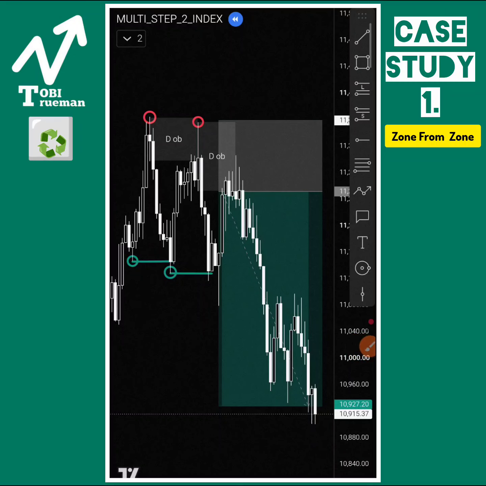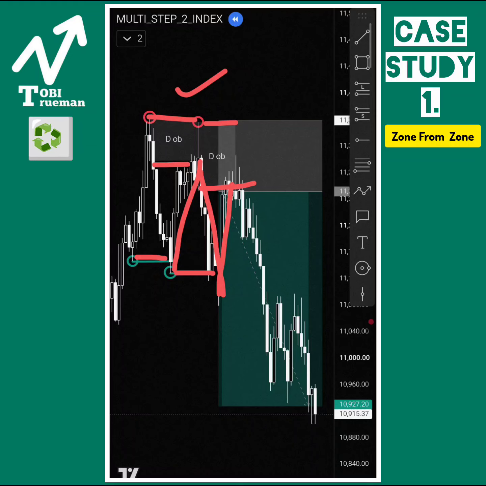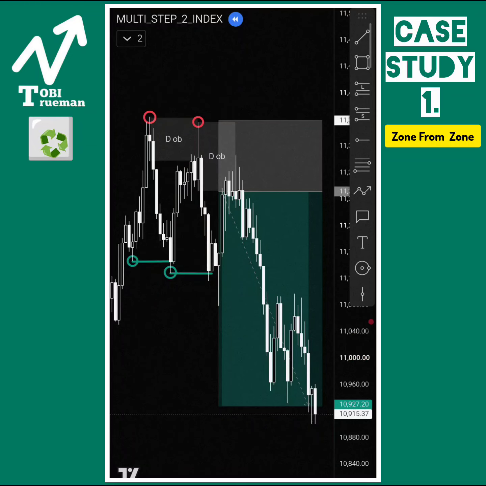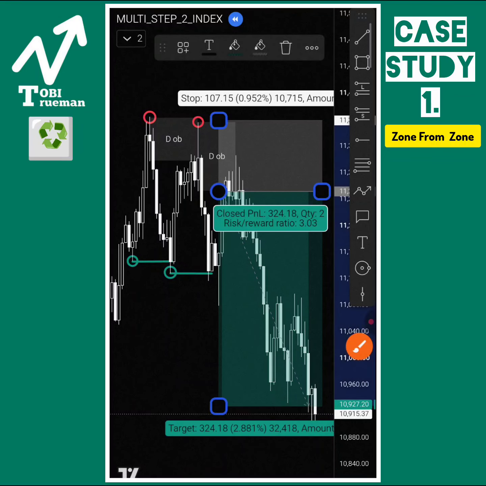It's very easy. All you have to do is identify your valid supply zone. Once you have identified supply zone 1, price takes out the previous low point, then comes into zone 2. We take the trade from zone 2, and we usually take that using a sell limit. When you have this, you can place the trade targeting just 1 to 3 risk to reward.